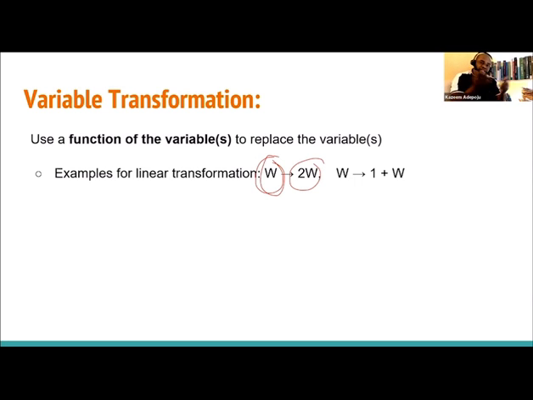Another form of linear transformation is to add a constant to W. Initially I had W and I add 1 to that. Take a look at that: 1 plus W is not the same thing as W. This is an example of a linear transformation. But let me tell you this: before we can apply any type of transformation, that depends on the severity of assumption violations. What I just showed you is what we call linear transformation.